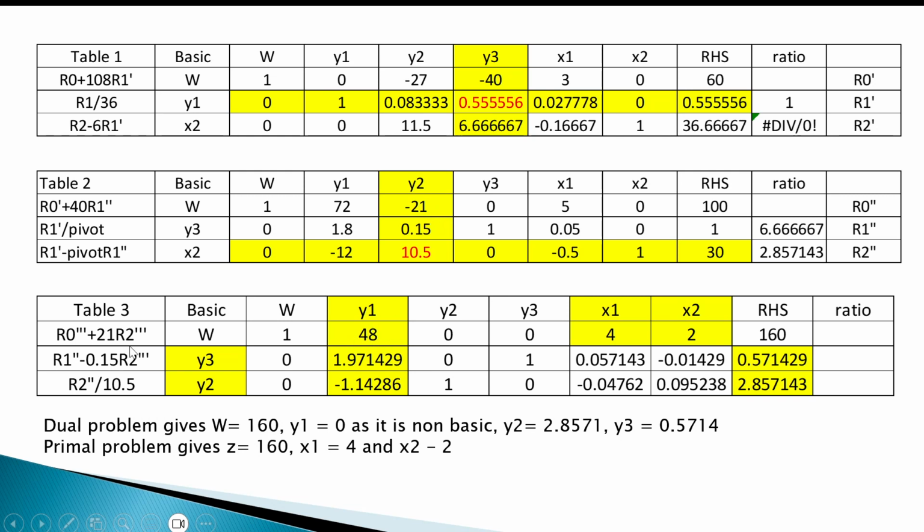Once optimal, you read it here: the basic variable w equal to z equal to 160, y3 equal to the right hand side value, y2 is here, and y1 non-basic equal to 0. This is the dual problem. For the primal problem, w equal to z equal 160, x1 is 4, x2 is 2, which tallies with the solution obtained using the graphical approach.